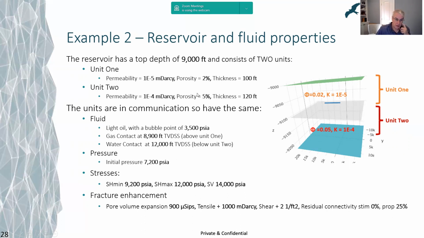So the fluid is going to be our light oil again, with a bubble point of 3,500 psi. And we're going to set the initial pressure at 7,200. And again, that'll be at the datum depth that's defined by the well location. The stresses are similar to before, 9,200 as the minimum, 12,000 as the max, 14,000 as the vertical. And we'll use those same parameters that we've been talking about for the fracture propagation, but we'll change the propped closure to 25%.